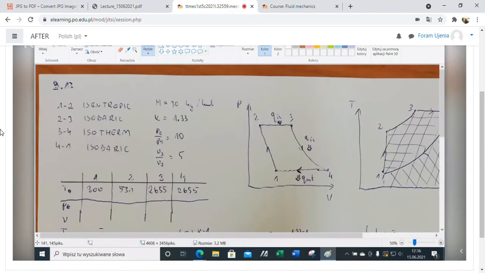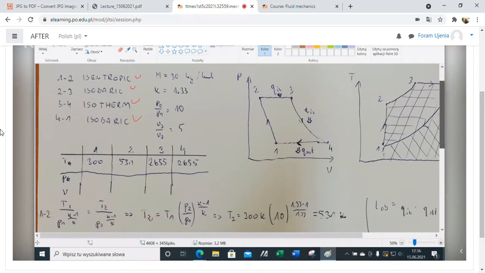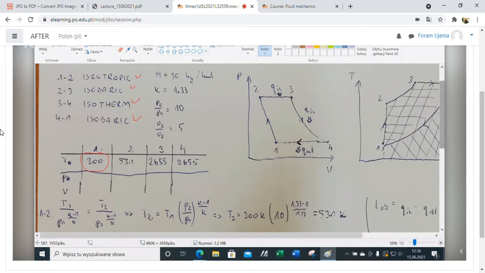So look, what we know. We know that we have isentropic transformation. Isobaric 1. Isentropic, isobaric, isotherm, and once more isobaric. Yes. We know only that the temperature here is 300 Kelvin. Yes. And we know that the pressure ratio between nodal points 2 and 1 is 10, and between the specific volumes between 3 and 2 is 5.